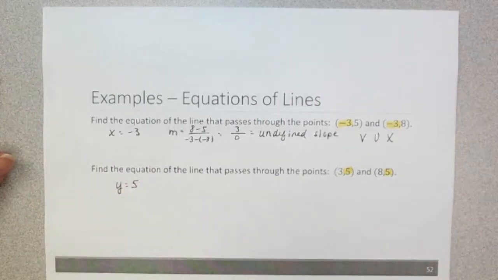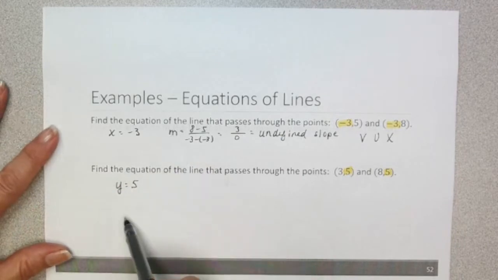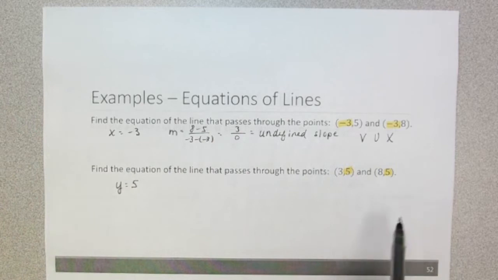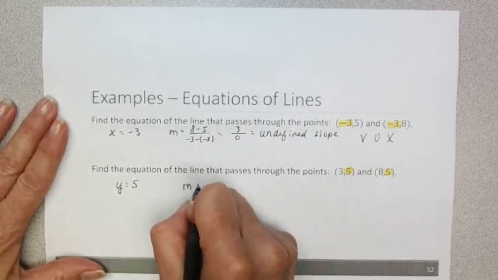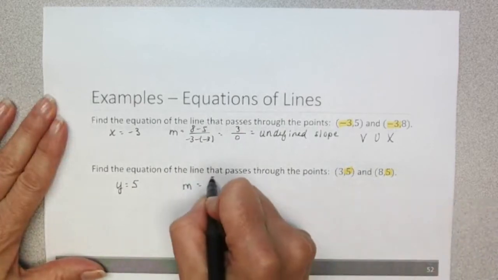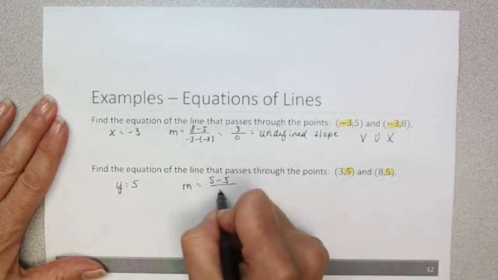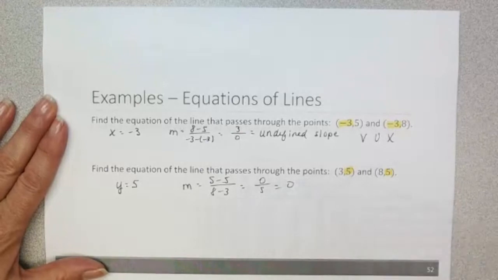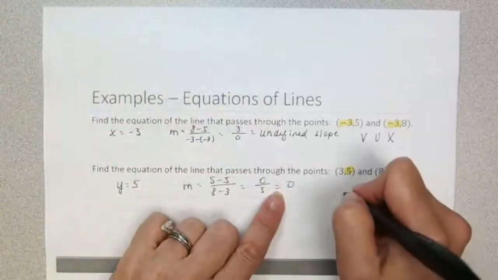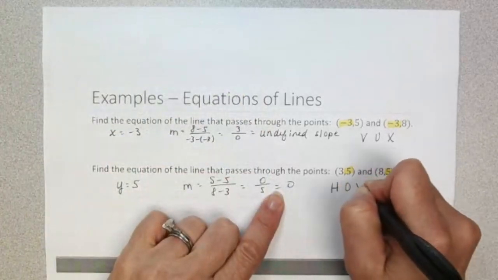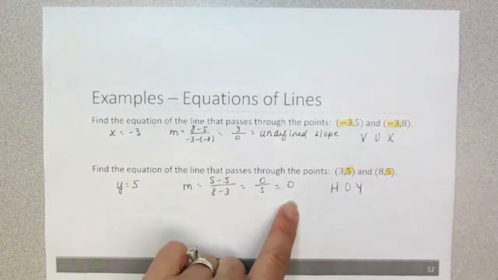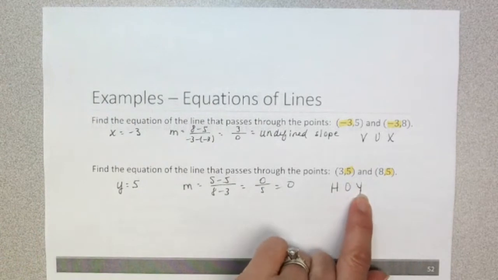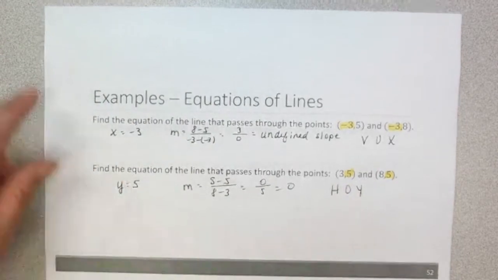But I could also use the slope formula. I could say that m is y2 minus y1, that's 5 minus 5, over x2 minus x1, 8 minus 3. 0 divided by 5, that's of course 0. A slope of 0 applies to the HOI portion of VUX-HOI, our little acronym to remember. Horizontal line has a slope of 0. Equation is y equals some constant, y equals 5.